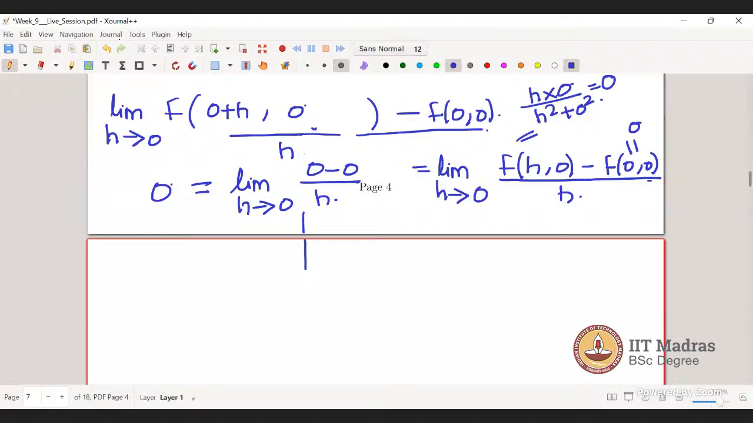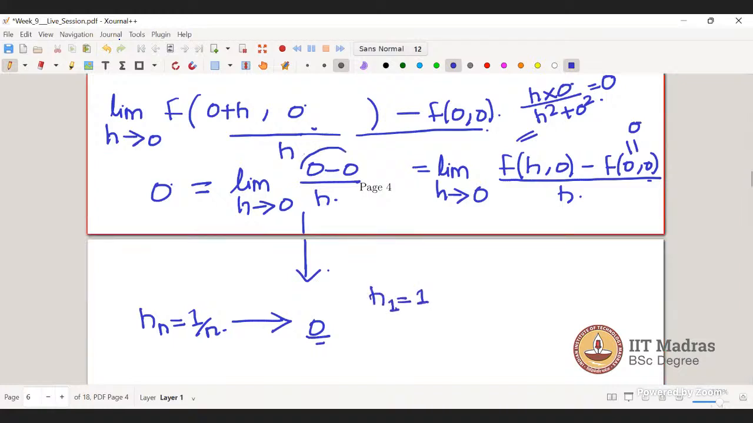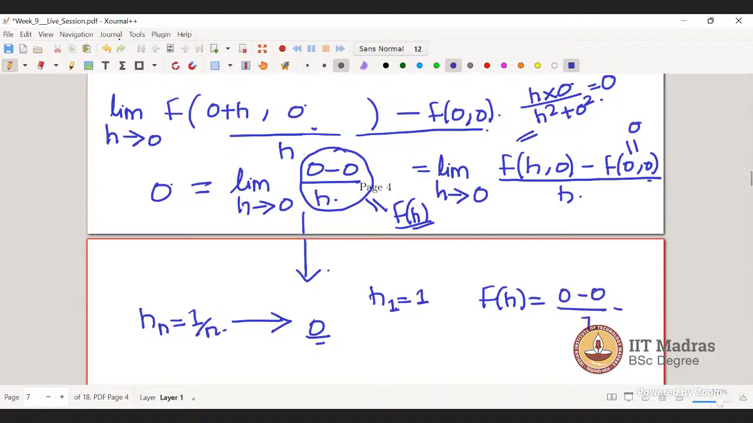Okay. So the thing is, let's say you are taking h equal to the sequence h_n = 1/n, right? So this sequence converges to 0. Okay. So now when h_1 is equal to 1, just treat this as a value of the function f of h. So what is this? This is 0 minus 0 by 1, which is 0.